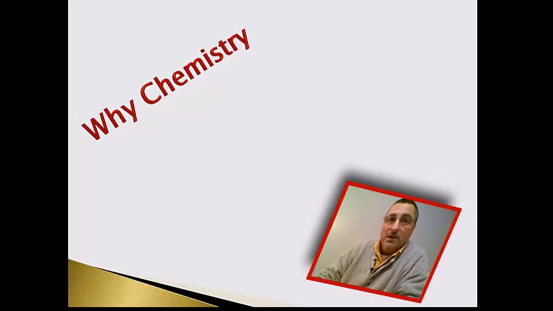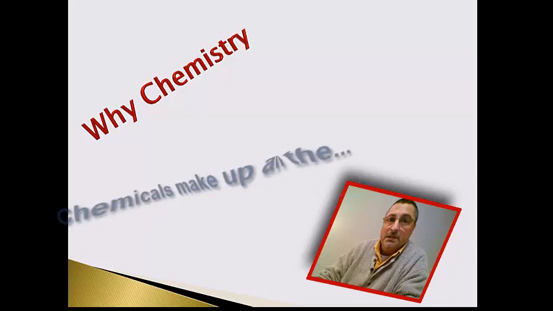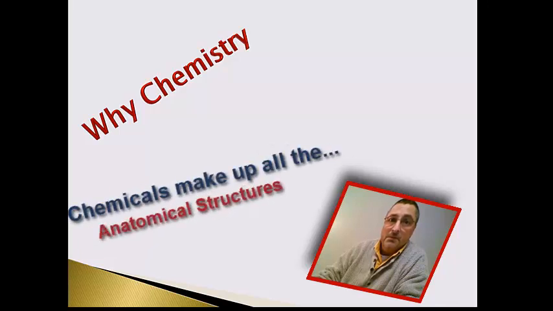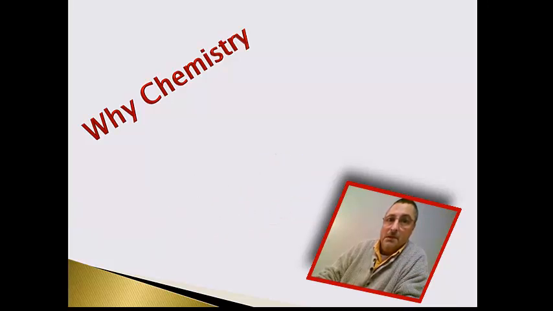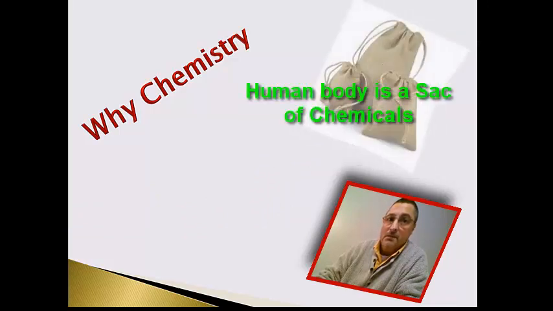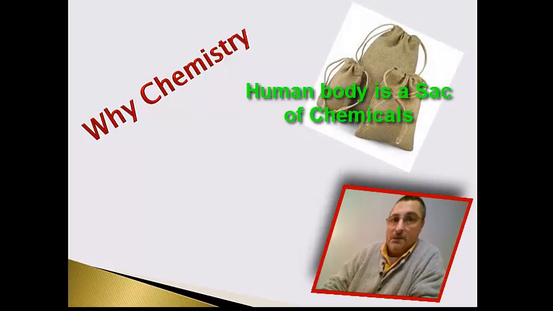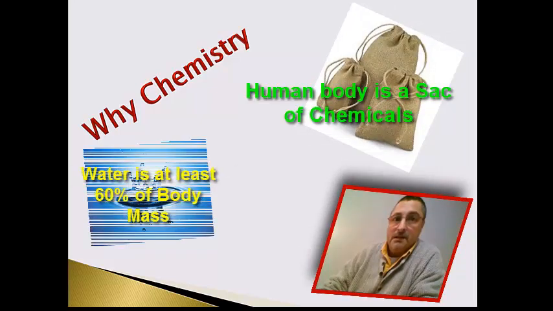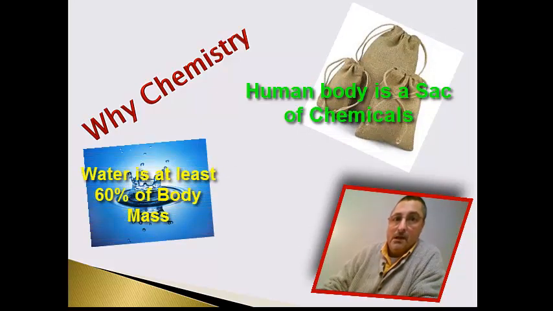Well, let's look at the human body. When we were discussing the human body in this course, we're going to be looking at its anatomy, which is going to be made up of chemicals, and we're going to be looking at the physiological events, which are also made up of chemicals. In reality, if you think of the human body, it really is just simply a sack of chemicals, with the largest compound in that sack being water, and then all the cells floating around in water.